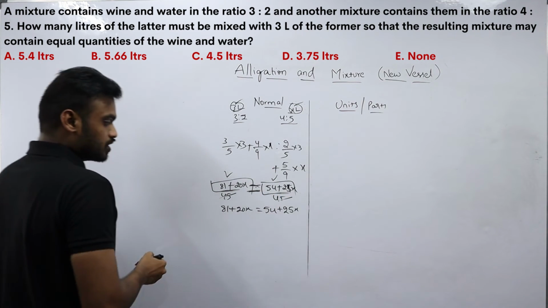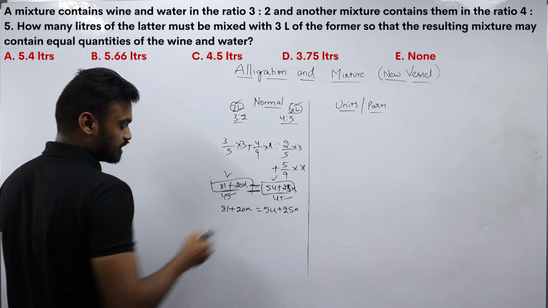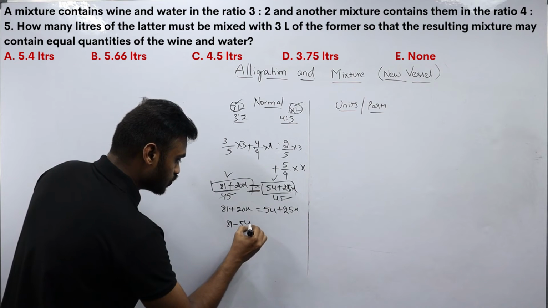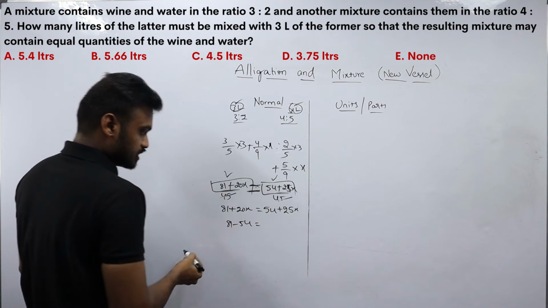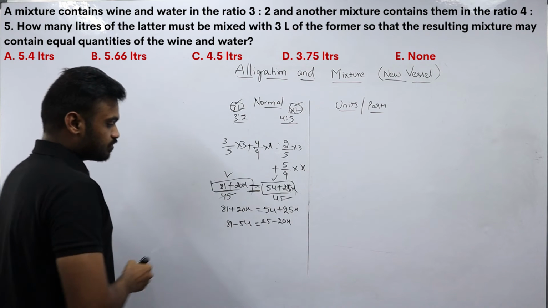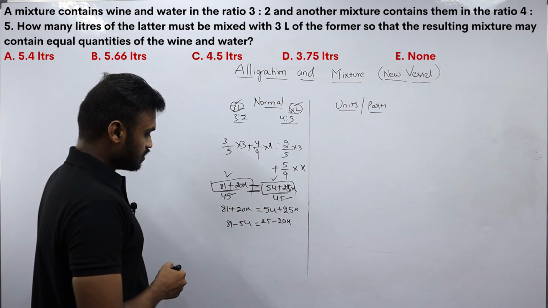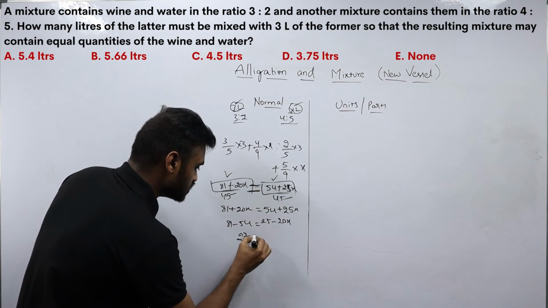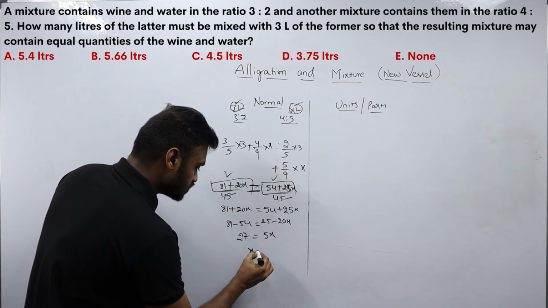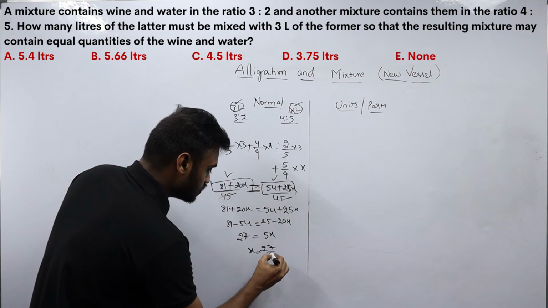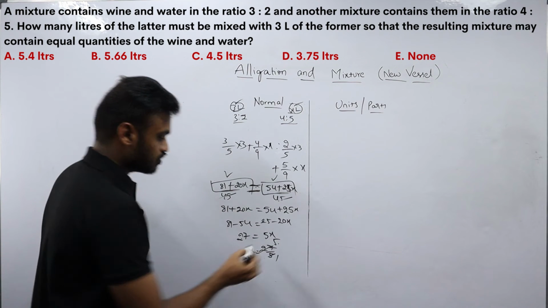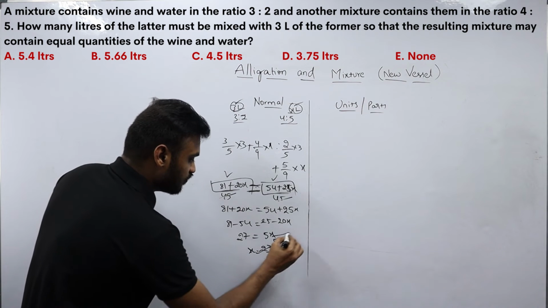If I send this 20x to the right hand side and 54 to the left hand side, I will get 81 minus 54 equal to 5x, that is 25x minus 20x. So I will get 81 minus 54, that is 27, equal to 25 minus 20, that is 5x. So x equals 27 by 5, that is 5.4. So x equals 5.4 liters.